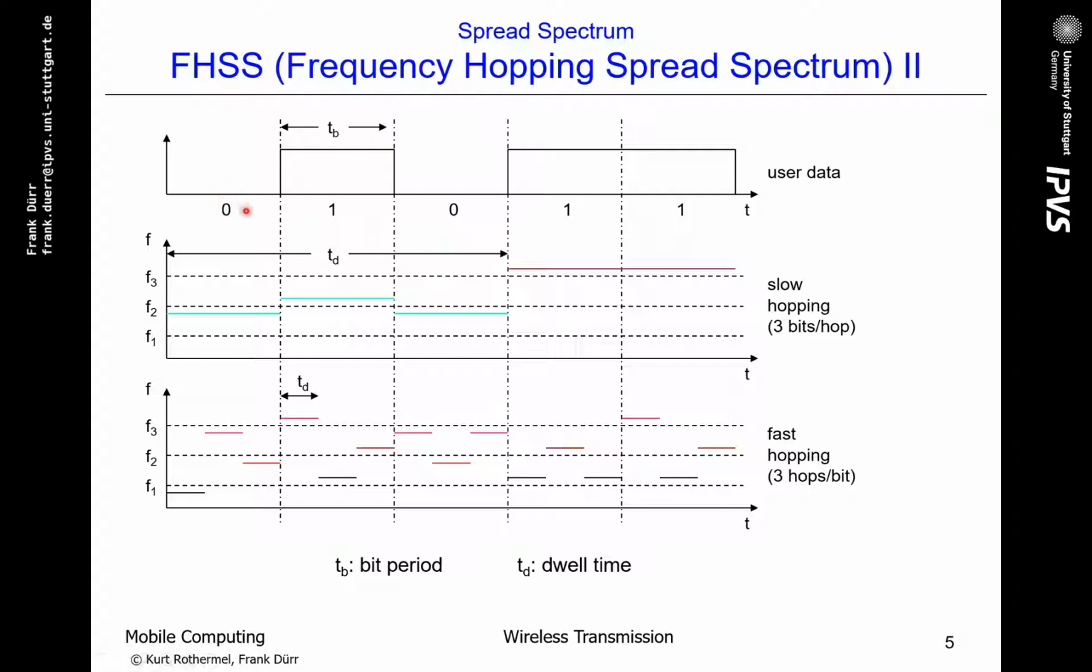So the bit sequence is 0, 1, 0, 1, and 1. So it's the user data, let's say, we want to send. TB is the bit time, so this is the time it takes for transmitting one bit here. Okay, so this is the bit sequence that we want to transmit.